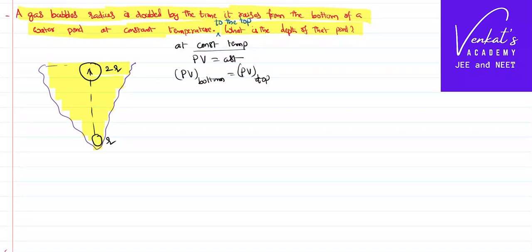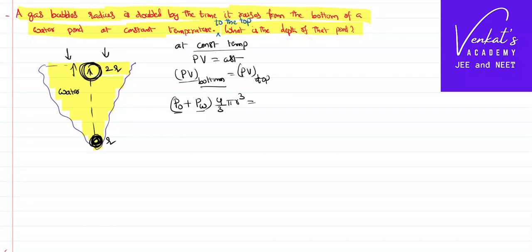So what is the pressure at the bottom? Here there are two pressures. One, this is open to the atmosphere, therefore there is an atmospheric pressure P0. There is water on top of it, so that water also applies some pressure. So the total pressure at the bottom is the pressure due to the atmosphere plus the pressure due to the water, into the volume at the bottom, 4 by 3 pi r cube.